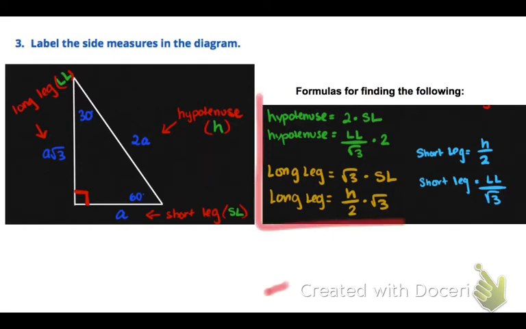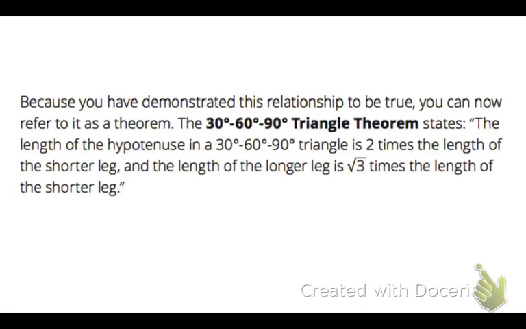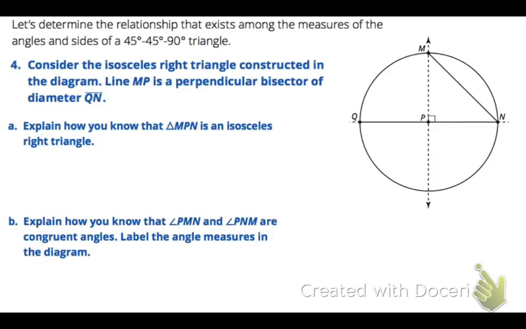Now these are the formulas that you need to make sure you know how to use. SL means short leg. LL means long leg. And the H means hypotenuse. I just didn't want to have to write it over and over, but if you want to, you can. I also put them here in parentheses so that you can reference them. All right, that was a 30, 60, 90. We're going to move on to the 45, 45, 90 triangle now.